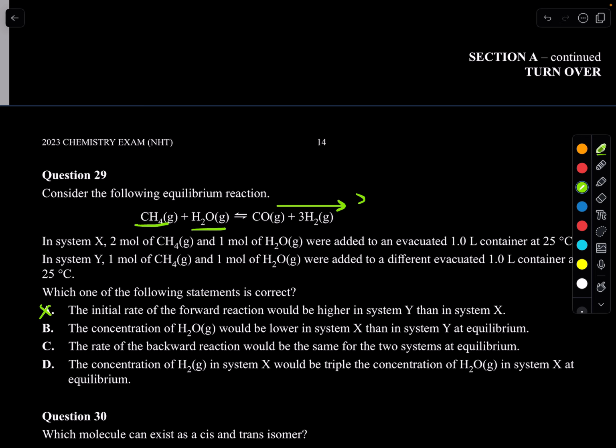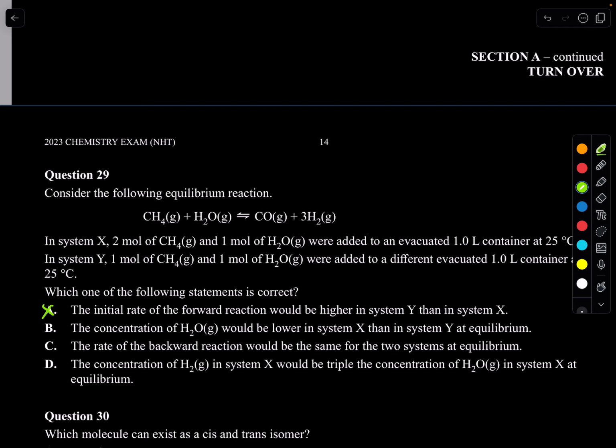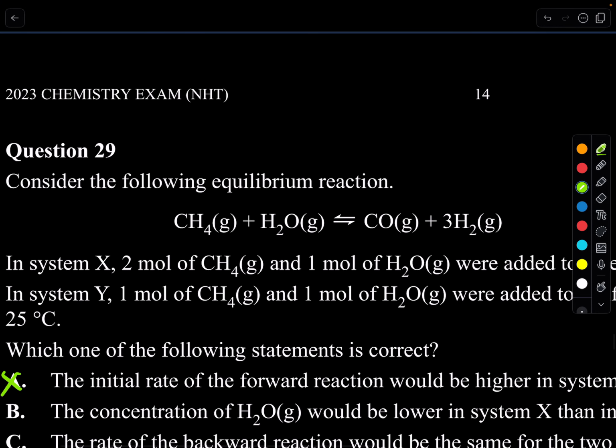B, the concentration of H2O would be lower in system X than system Y at equilibrium. Let's look at that. Okay, so let's think about it. Let's look at Y in this case. You have 1 mole of this and 1 mole of this, you react them and you form this. And of course, when you're forming these, these two will decrease. Makes sense.